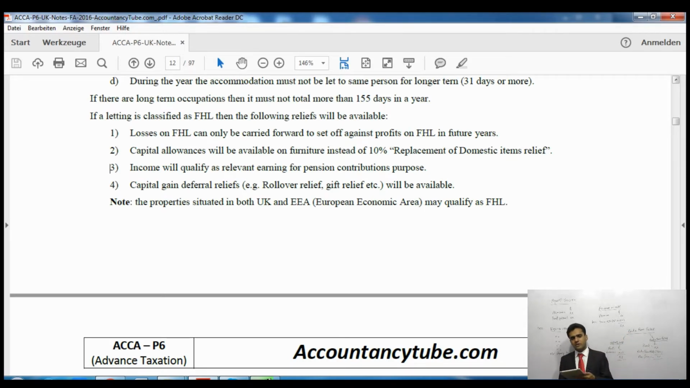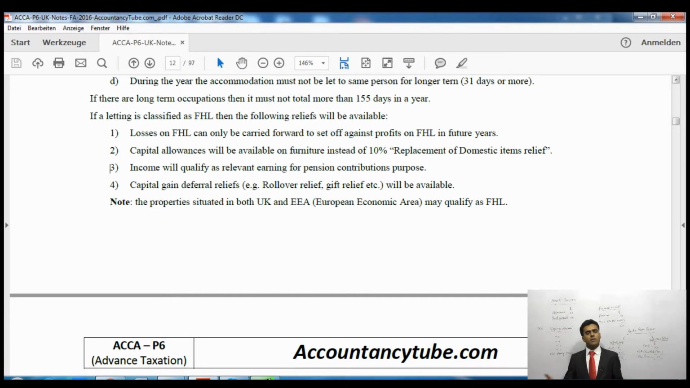Now, most of the students do not understand this. Now, the rule says that the same person cannot live in our property for 31 days or more. We understand that. All right. Say for example, if Mr. A came to my property, he lived in that property for 31 days, although he can live in that property for 31 days, but not more than 31 days.